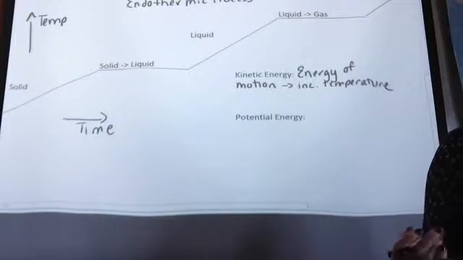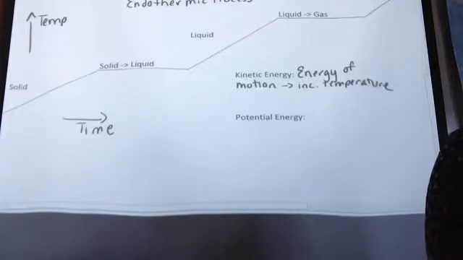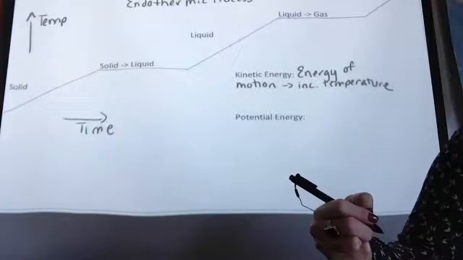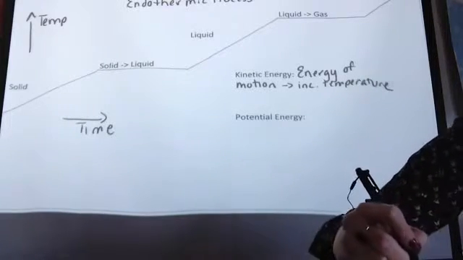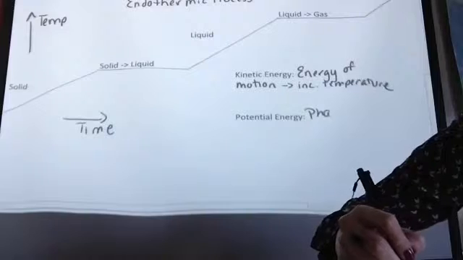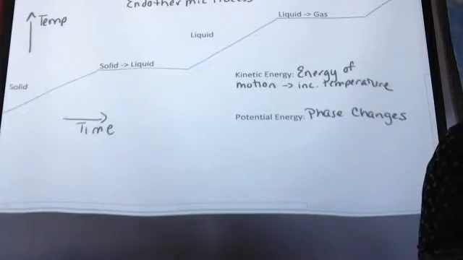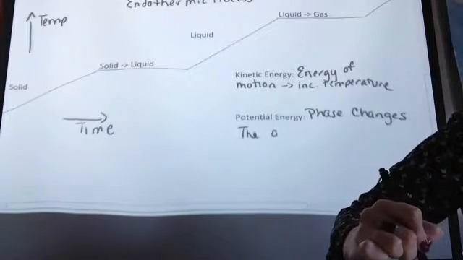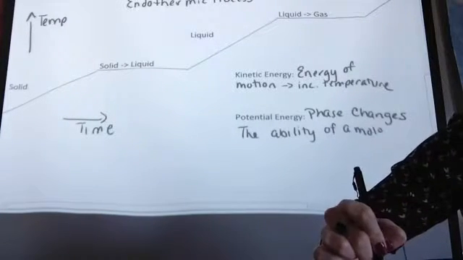We also have potential energy, which is the energy that comes from a change in phase. So it's not necessarily that the molecules are moving any faster, it's that they are spreading apart so that they have room to move faster. So potential energy comes from phase changes, so either solid to liquid, liquid to gas, or the reverse. Potential energy comes from phase changes, and it is the ability of a molecule to move around more.